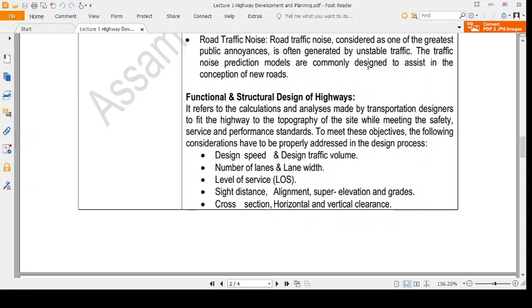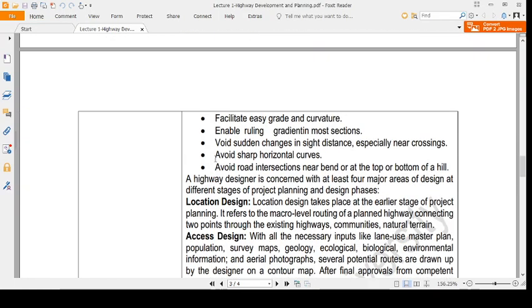And grades. Then cross-sectional elements, there are different cross-sectional elements. We will discuss this later on. And horizontal and vertical clearance. Then facilitate easy grade and curvature. Grade means gradient, easy gradient and curvature. If you provide an easy gradient, in that case, vehicles will overcome any gradient very easily.